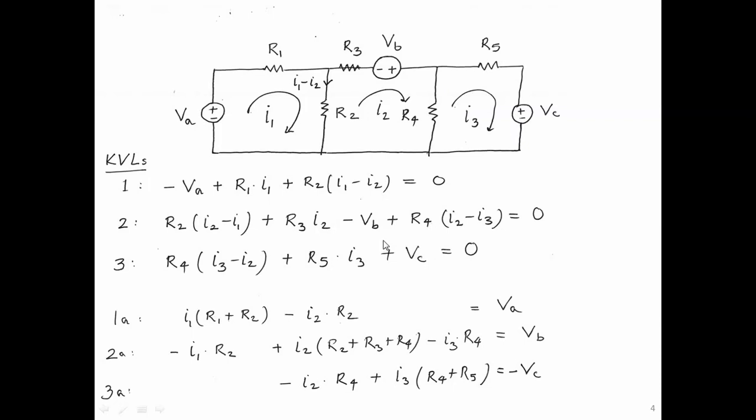So now we've got three equations. The unknowns are I1, I2, I3. The purpose of mesh analysis is to find mesh currents. So the number of unknowns will be equal to the number of meshes in the circuit. We have three meshes, we have three equations. We take all the known quantities on the right hand side, which in this circuit are the voltages VA, VB, VC.